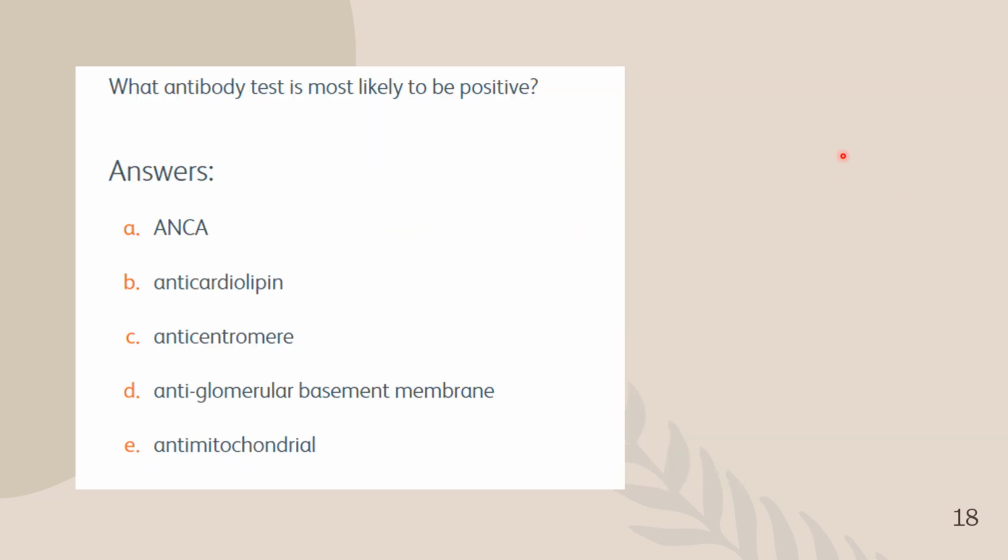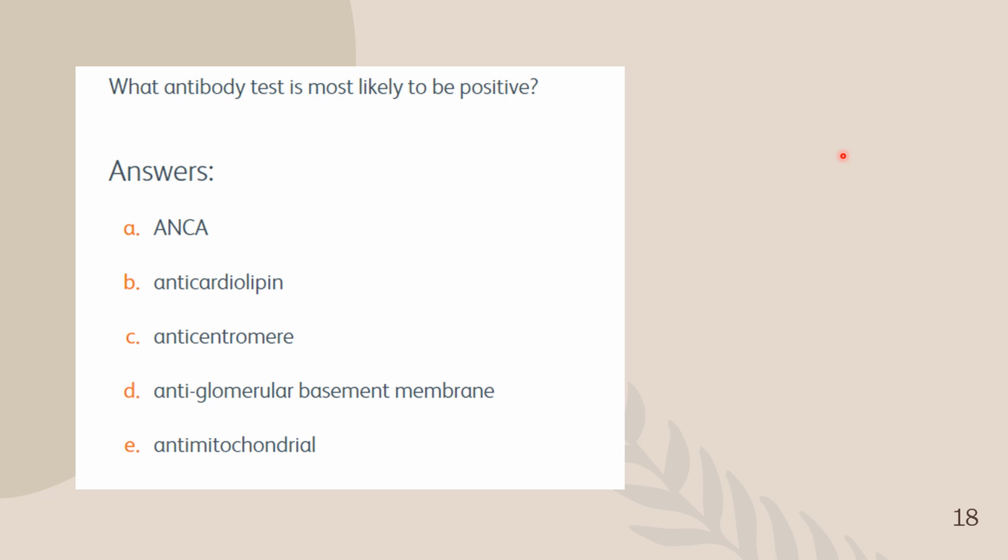What antibody test is most likely to be positive? Is it ANCA? ANCA comes as CANCA or PANCA. CANCA is your granulomatosis with polyangiitis. PANCA is your Churg-Strauss, or eosinophilic granulomatosis with polyangiitis, and microscopic polyangiitis. All of this comes with a combination of respiratory and renal manifestations. Granulomatosis with polyangiitis has sinusitis, pulmonary hemorrhage and renal hematuria manifestation. Churg-Strauss has eosinophilia and things like that. So that is not the case here. Here we have a venous thrombotic phenomenon with a low platelet and a renal manifestation.